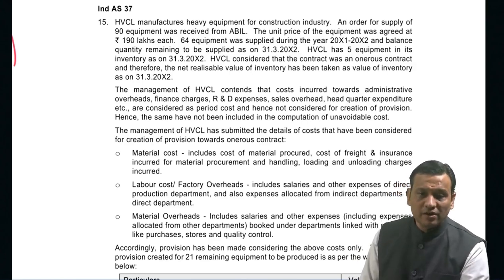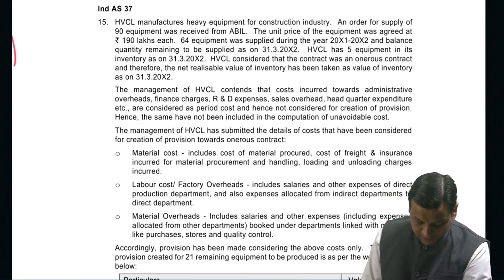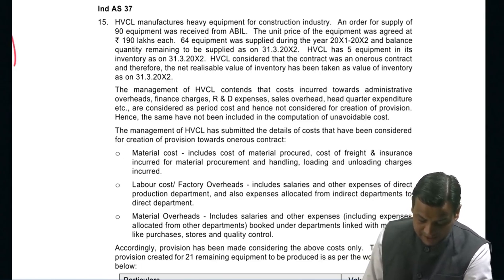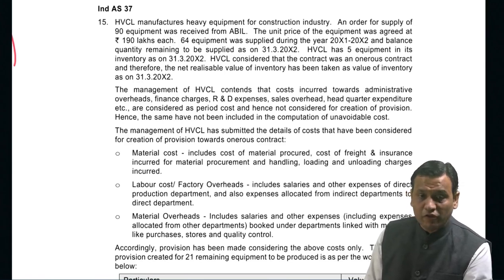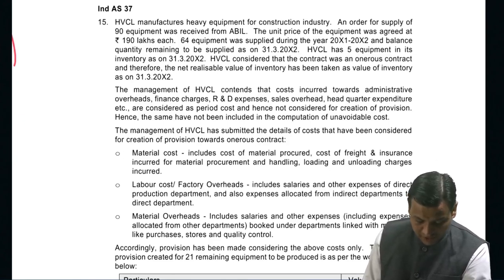64 equipment was supplied during 20x1-x2, and the balance quantity remains to be supplied as on 31st March 20x2. HVCL has 5 equipments in its inventory as on 31st March 20x2. HVCL considered that the contract was an onerous contract and therefore the NRV of inventory has been taken as the value of inventory as on 31st March 20x2.